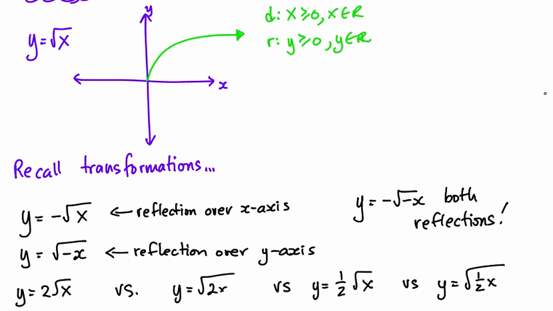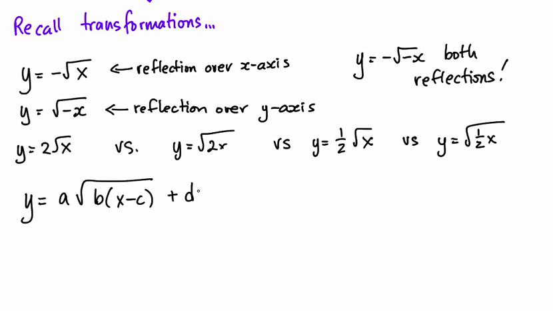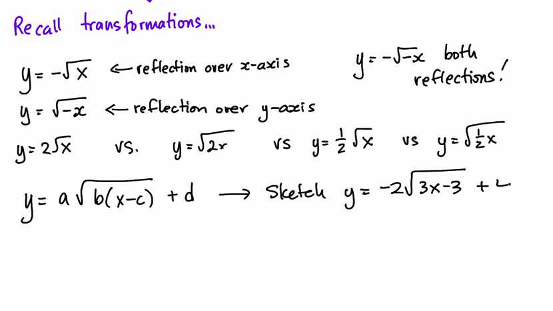Putting all of this together gives us this equation, which also includes the translations left, right, up, and down. And you should be able to sketch something like y equals negative 2 square root of 3x minus 3, plus 4 from the basic graph. Don't forget to factor this part.